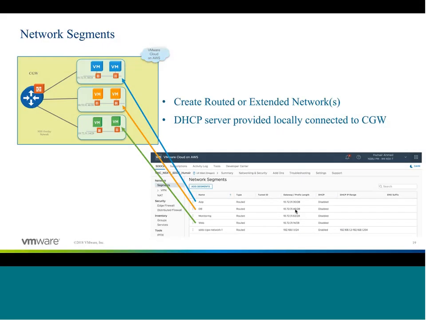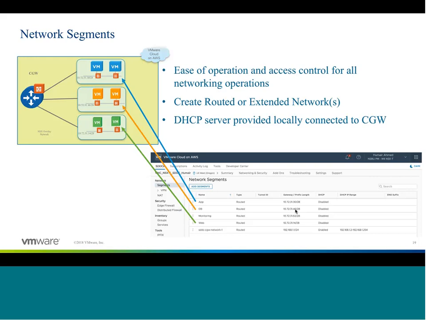Similar to before, you can create both routed or extended networks. If you create a routed network, your gateway is going to be in the SDDC. It's going to be that distributed component of the CGW, or the T1 router in NSX-T terms. And if you're creating an extended network, basically what you're saying is you're using L2 VPN, you extended that network to on-prem, and your gateway is going to be on-prem.